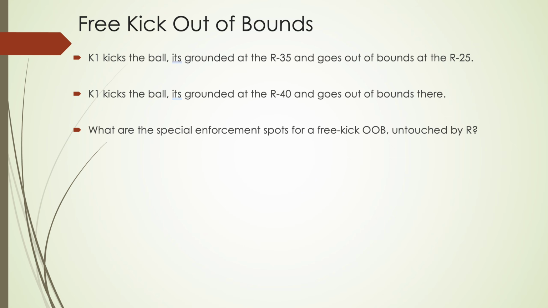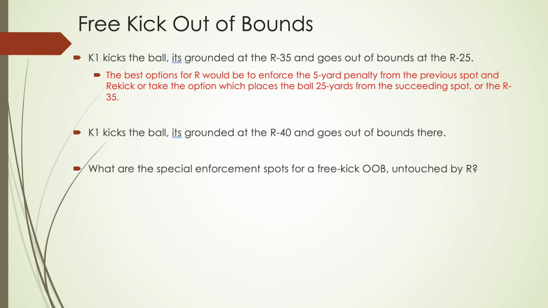So another type of special enforcement is a free kick out of bounds. So we have a kick, it's grounded at the R35, and it goes out of bounds at the R25. The best option for Team R would be to enforce a 5-yard penalty from the previous spot and re-kick, or take the option which places the ball 25 yards from the succeeding spot, or the R35.